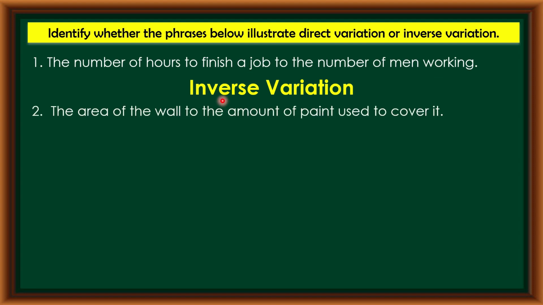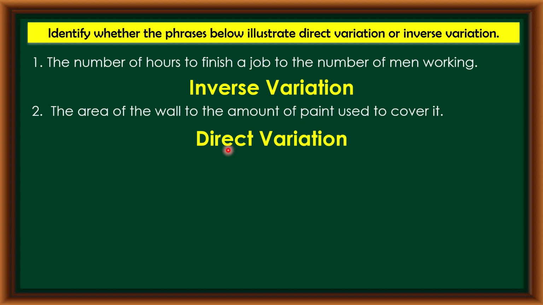Let us have the second one. The area of the wall to the amount of paint used to cover it. This one is a direct variation. Why? Because the larger the area of the wall, the more paint you need to cover it, while the lesser the area of the wall, the less paint you need. So that's why it is direct variation.